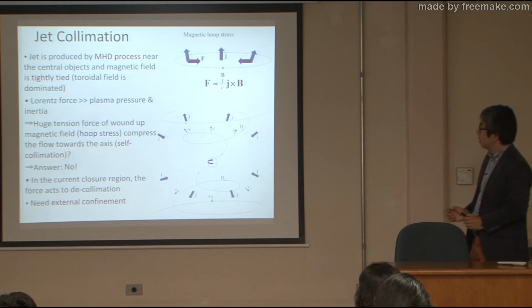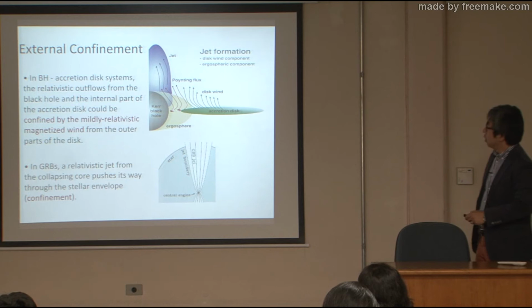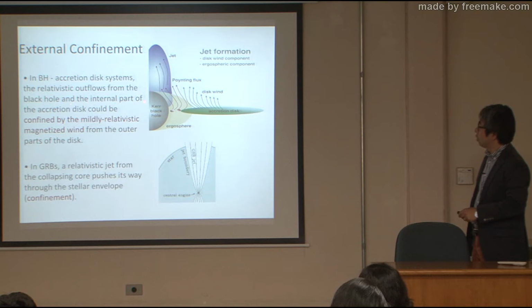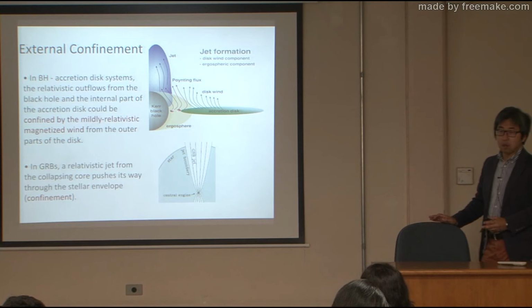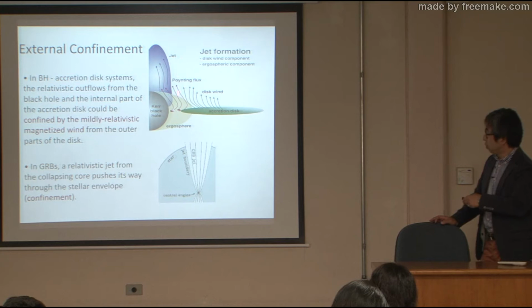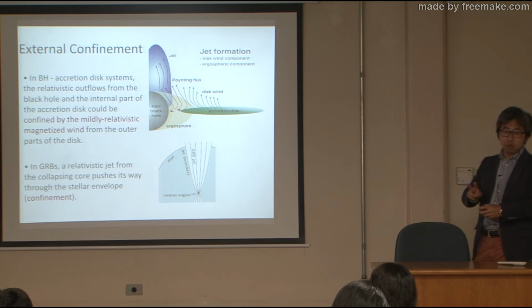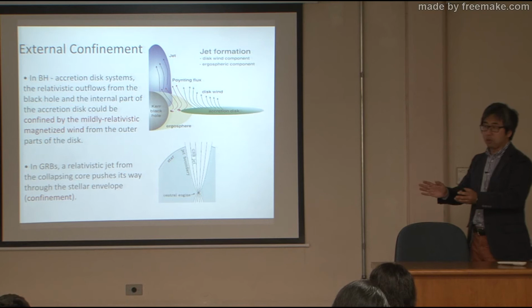So how does external confinement come in? In the black hole accretion disk system, the relativistic outflow from the black hole onto the inner part of the accretion disk could be confined by a mildly relativistic magnetic wind from the outer part of the thick disk. Most MHD simulations naturally see this kind of picture. The high-center part is a strongly Poynting-flux-dominated region, and some plasma matter is a mildly relativistic wind flowing there too. We call this a two-component jet structure: the inner part is the jet, and the outside region is the external wind.